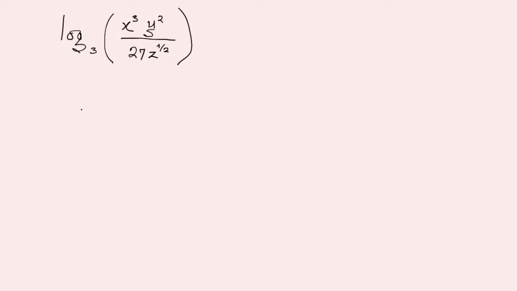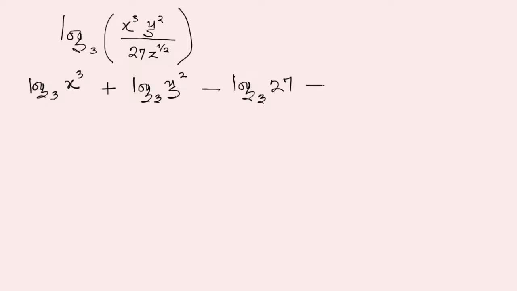So if we go on to the next one, we have log to the base 3. Our first expression here is x raised to the power 3. We have another expression in the numerator, so that's a positive sign, which is log to the base 3 of y squared. Then we go to the denominator, which is a negative sign of log to the base 3 of 27. Another expression in the denominator, negative, log to the base 3 of z raised to the power half. We can now bring down our powers.